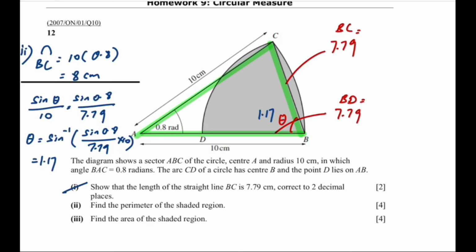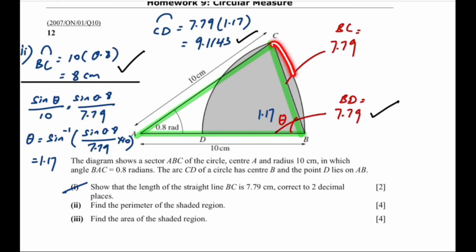Now you have the length of BC and the length of BD. You need to find the arc of CD. Arc CD is r theta, where r is 7.79 and theta is 1.17. That gives 9.1143.